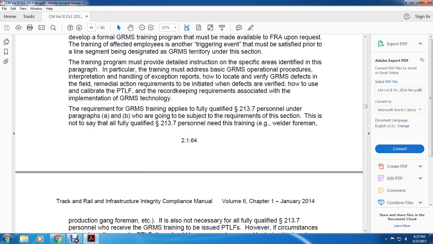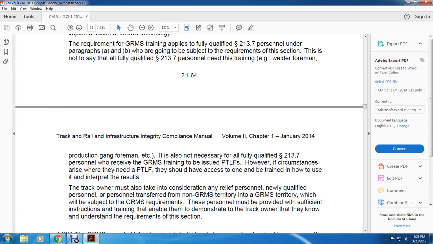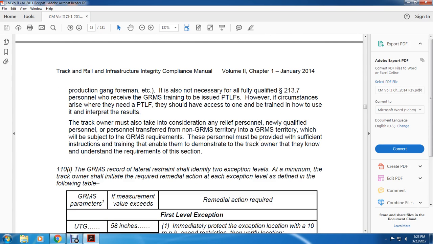The requirement of the gauge-resistant measurement technology applies to the fully qualified 213.7 personnel under paragraphs A and B, who are subject to the requirements of this section. This is not to say that every fully qualified 213.7A person needs training, such as welder foreman, production gang foreman, etc. It is also not necessary for all fully qualified 213.7A personnel who receive the gauge-resistant measurement training to be issued a portable track loading fixture. For circumstances that arise with the need for portable track loading fixtures, they should be assessed and trained in how to interpret the results.